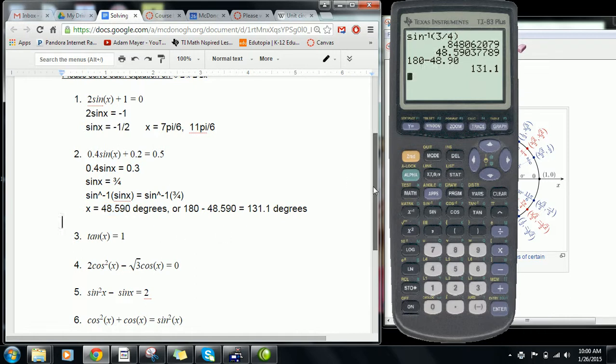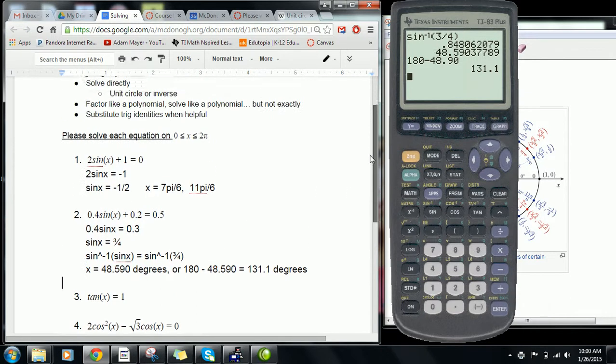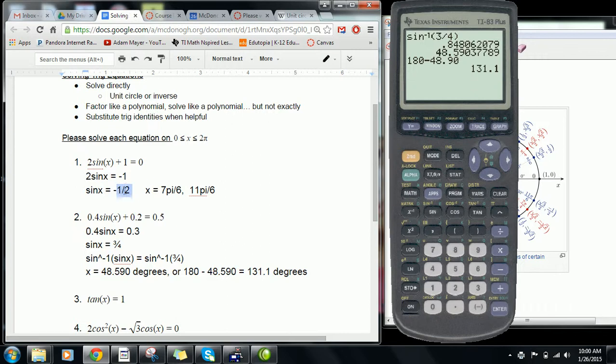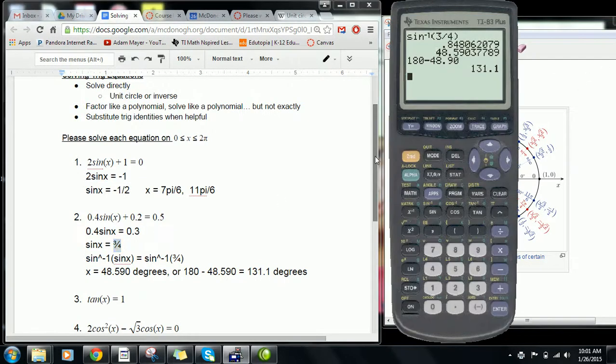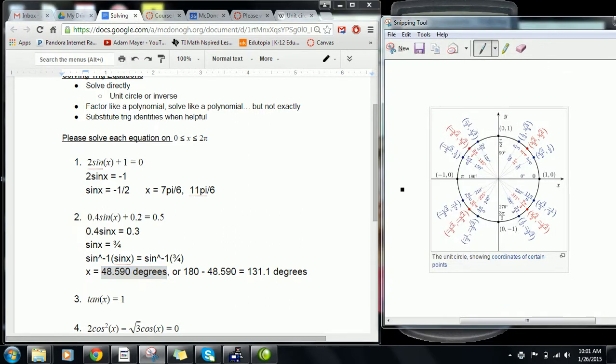Next type. Okay, so types 1 and 2 you solve directly. If it's a nice number like 1/2, for which we know the angles, you can use your understanding of the unit circle, or if it's not a nice number like 3/4, we use the calculated inverse sine. And then we think about, is there another angle that, in addition to the principal solution which our calculator gave us, will also have the same sine value? And for that we use some identities or just a basic understanding of the unit circle and how it works.